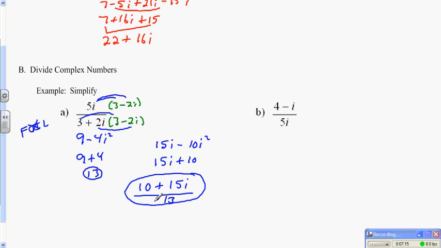Now this is an okay way to write your answer. Sometimes the book will split it up even further and say we want a real part written separate from an imaginary part. Both of these are correct.